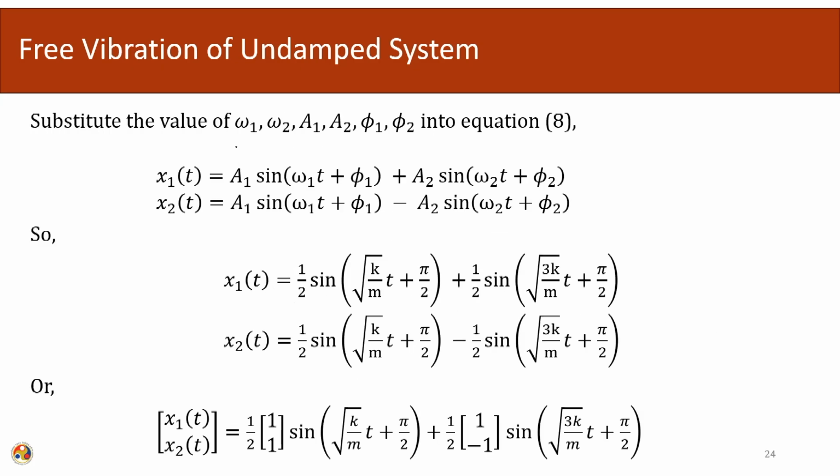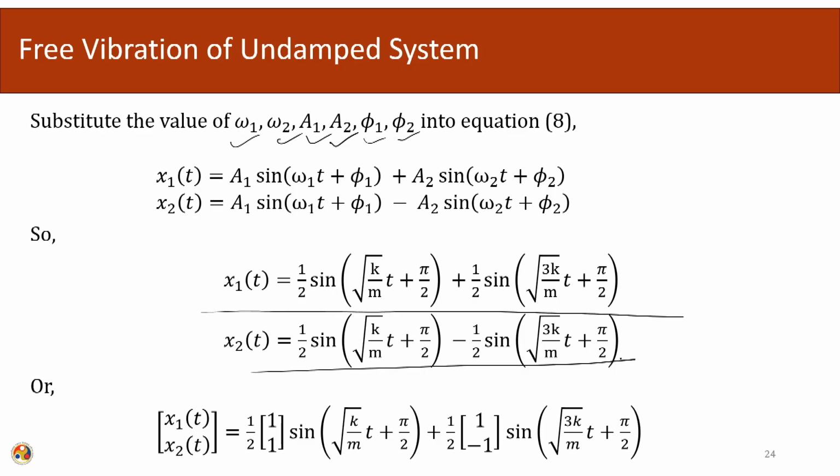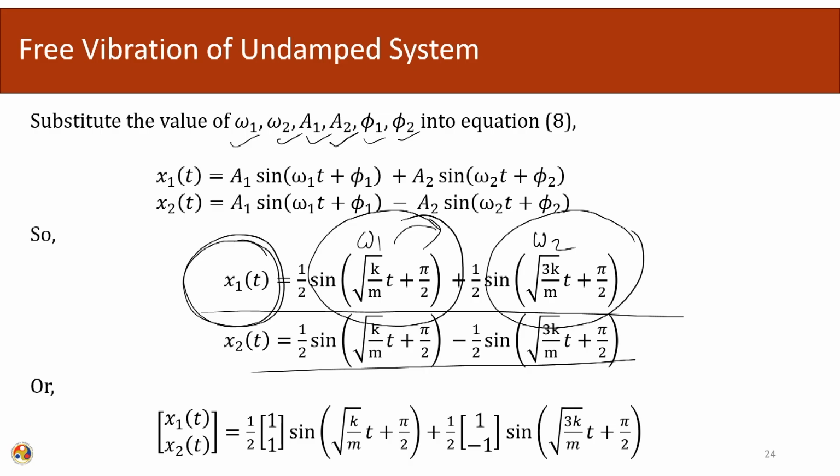Okay. So, substituting the values of omega 1 and omega 2 we have already calculated, A1 and A2 we calculated, and the value of phi, we get the final equations of x1 and x2. So, this is the omega 1 part, and this is the omega 2 part. We know the displacement at any given degree of freedom will be a combination of the two modes. This contribution is coming from the first mode and this contribution is coming from the second mode.